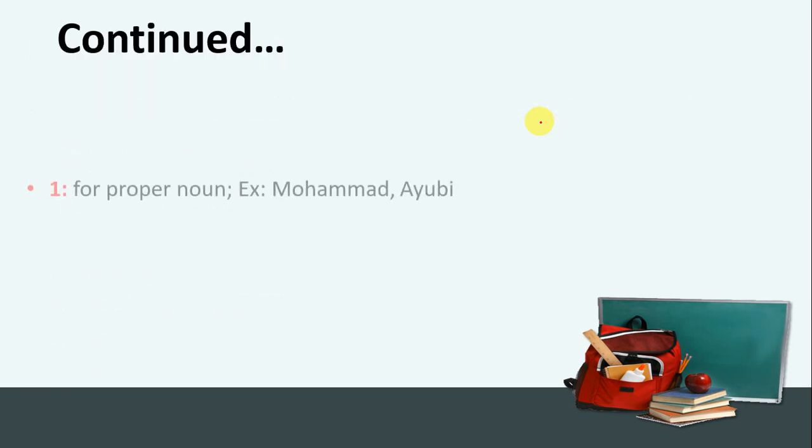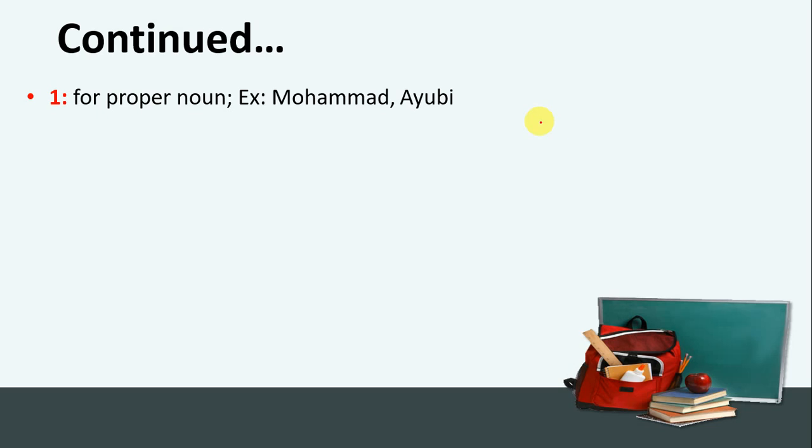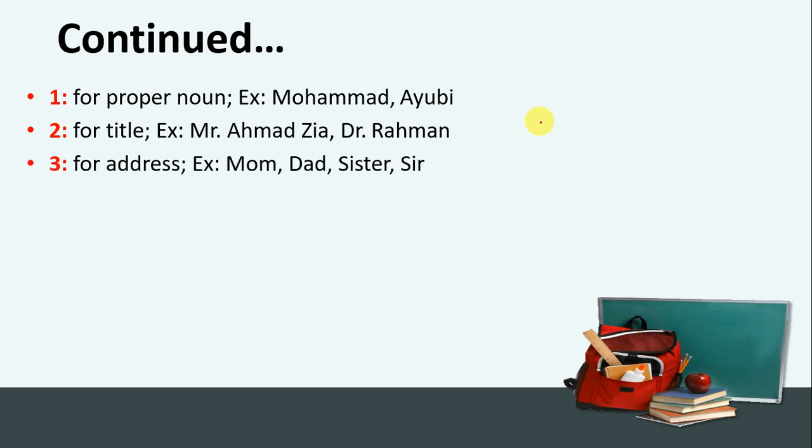So for a person we say Muhammad Ayubi. For titles we have Mr. Ahmad Zia, Dr. Rahman, so these are all for people. For forms of address like mom, dad, sister, sir, whenever you call someone mom, you don't call every woman mom, right? Whenever you address a person by the name of mom, she must be your mom. The same goes for dad, sister, and sir.